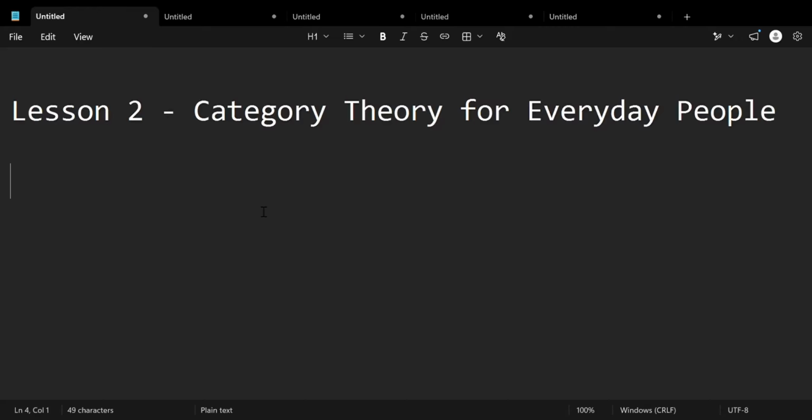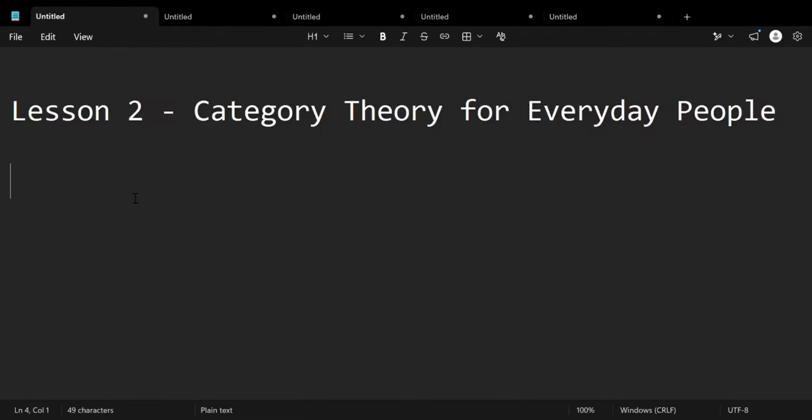I'm Simply Positive, and today we begin lesson 2 of category theory. And we actually begin part 2 of category theory, which is our introduction into standardized category theory. So, without further ado, let's get started.